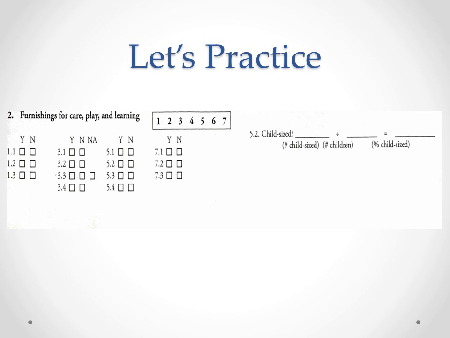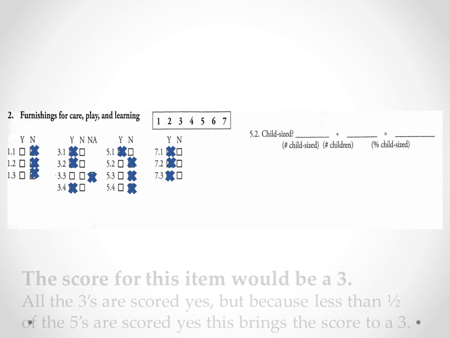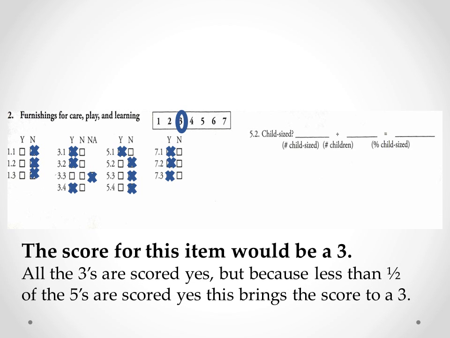Let's take a few minutes to practice scoring. On the following slides, you will be asked to identify the rating for an item. Take a moment to identify this first rating. This item scored a 3. All indicators under 3 are scored yes, and more than half the indicators of 5 are scored no, giving this item a rating of 3.